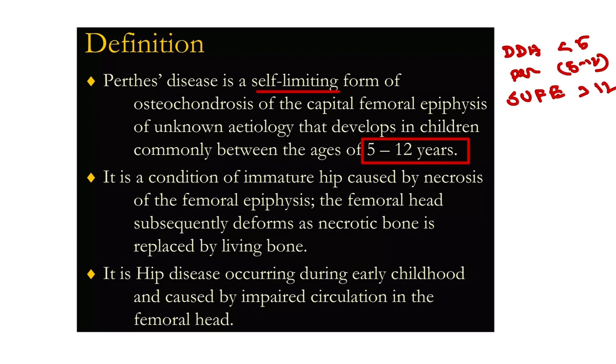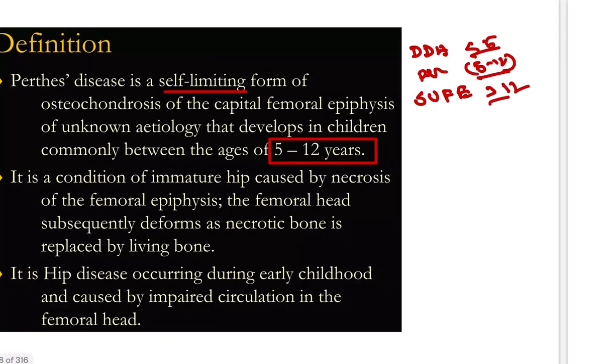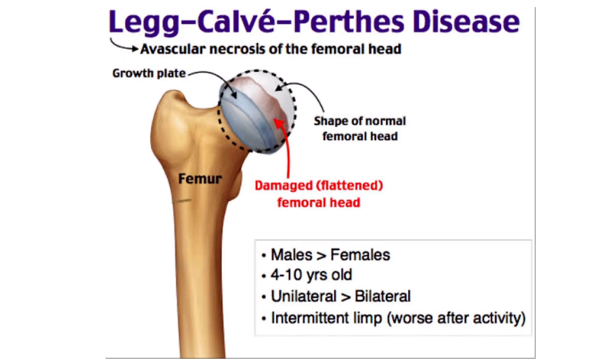So Perthes occurs between 5 to 12 years of age. DDH is less than 5 years, and SUFI more than 12 years. Here we can see this is Perthes disease, and this is the normal shape of the femoral head, but avascular necrosis occurs due to loss or destruction of the blood vessel. So the avascular necrosis occurs, and the shape of the femoral head now looks like this. That means the shape of the femoral head is damaged like this.